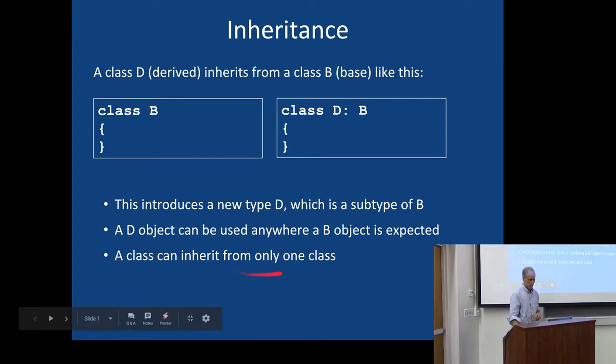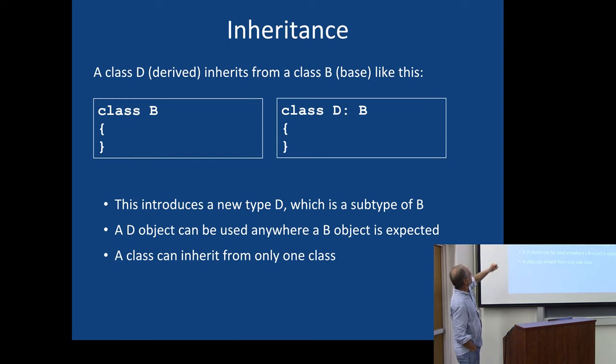So fundamentally, inheritance looks like this in C#. I'm going to use B to stand for the base class. That's the thing that's being inherited from. And D to stand for the derived class, the thing doing the inheriting. And so whereas in Java you would say class D extends B, C# borrows the syntax from C++ and uses a colon. So you see class D colon B.